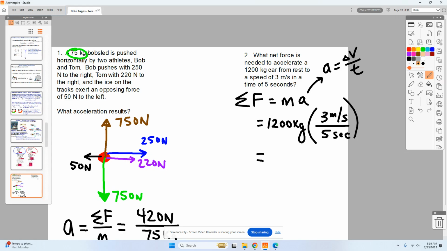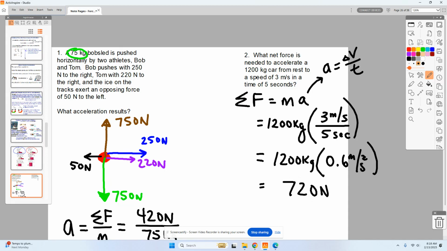Three divided by 5 is 0.6. So we would say that that is 1,200 kilograms. And I see that I would need 720 newtons of net force to produce that kind of change in motion. Okay?